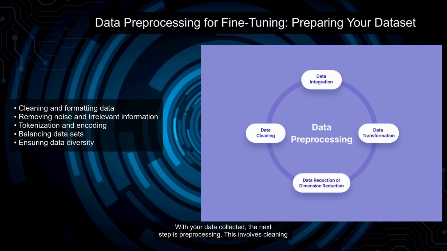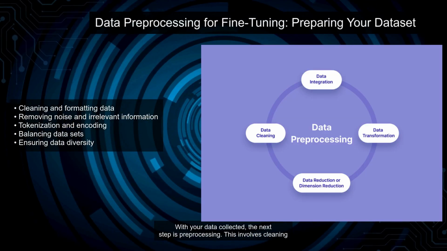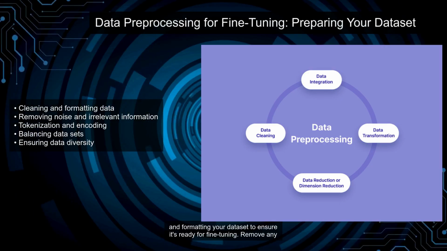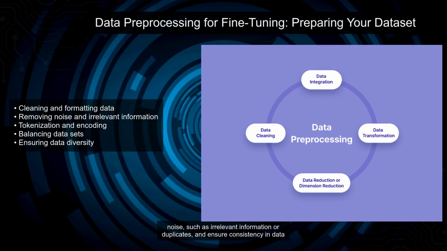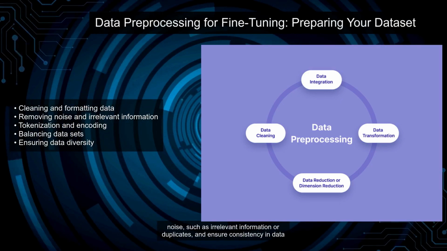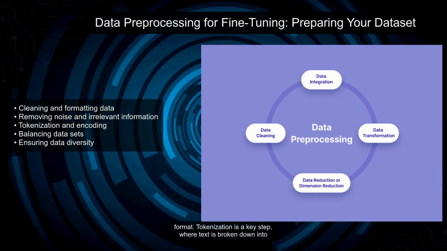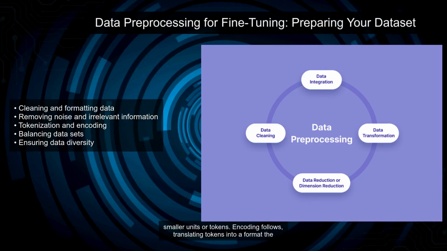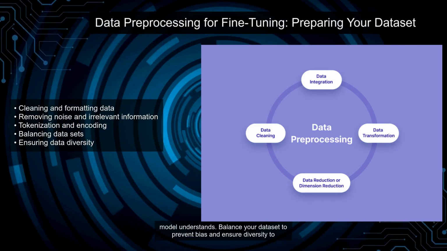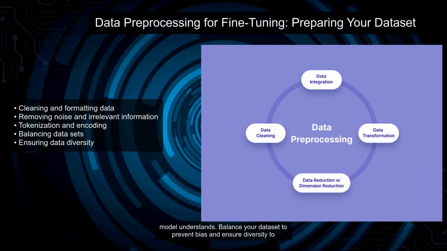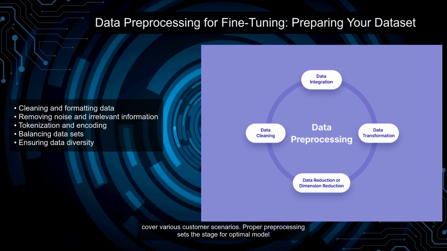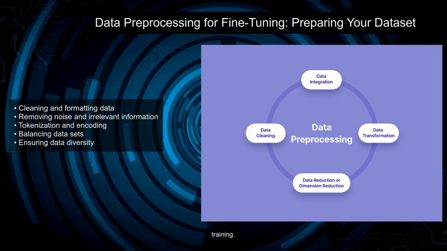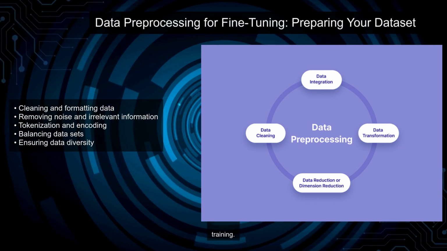With your data collected, the next step is preprocessing. This involves cleaning and formatting your dataset to ensure it's ready for fine-tuning. Remove any noise, such as irrelevant information or duplicates, and ensure consistency in data format. Tokenization is a key step, where text is broken down into smaller units or tokens. Encoding follows, translating tokens into a format the model understands. Balance your dataset to prevent bias and ensure diversity to cover various customer scenarios. Proper preprocessing sets the stage for optimal model training.